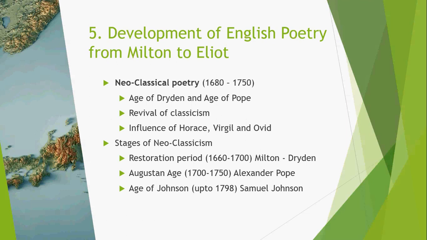So block 2 begins with a survey of English poetry from the time of Milton to Eliot. In the class yesterday, remember, we stopped with Milton. So I'm going to skip those parts of Unit 5. We will start from the period after that. After the Puritan age, we find a decadence in poetry, and then we find neoclassical poetry emerging on the scene. The period is given there, 1680 to 1750.